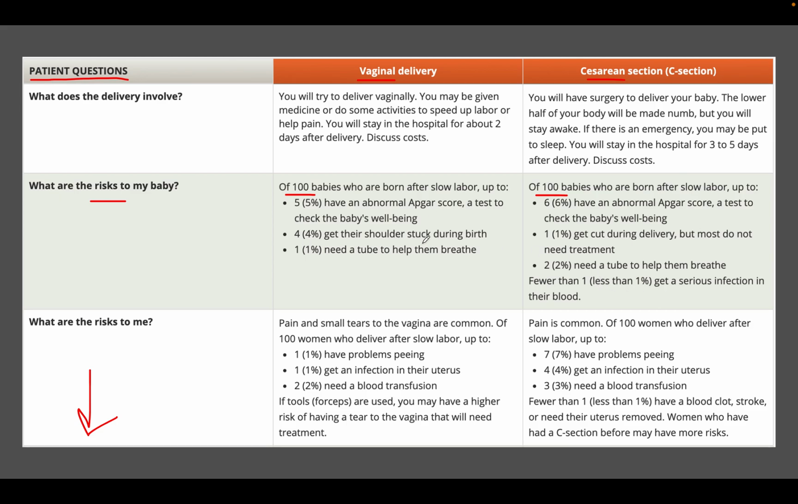So, if a woman's trying to decide, she wants to know about the risks to her baby, the risks to the mother, etc., etc. And it helps the patient look in an organized way at what this involves.